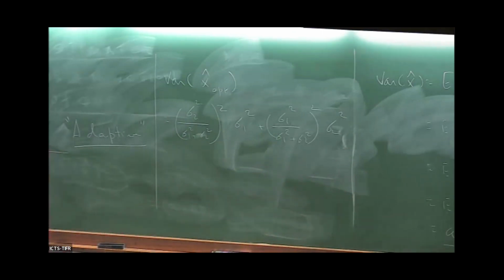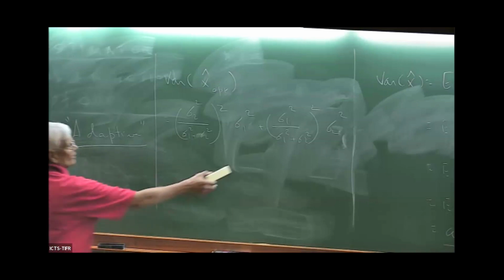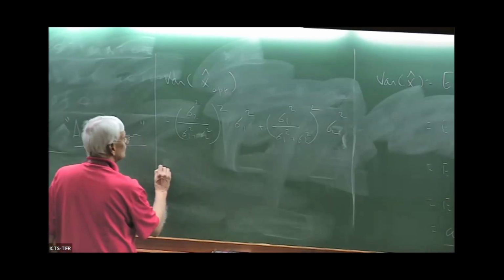I'm using the old formulation. If you multiply a random variable by a constant, the variance gets multiplied by the square of the constant. This random variable is multiplied by this, so its variance is multiplied by the square of that. Now let's look at this.